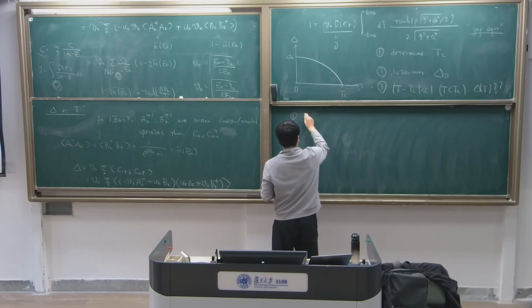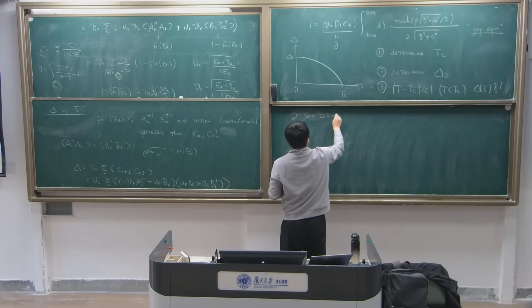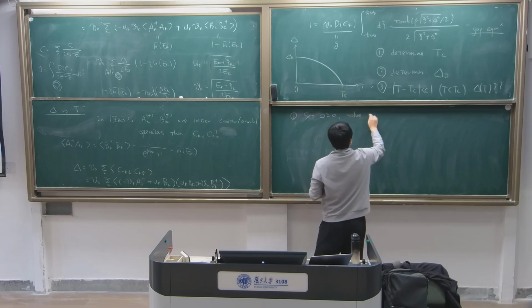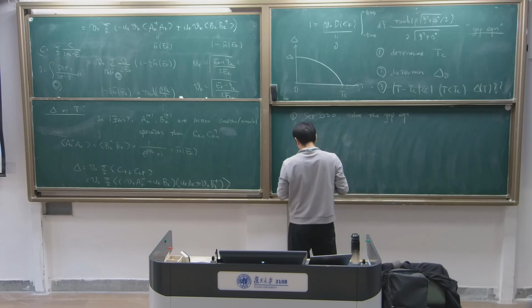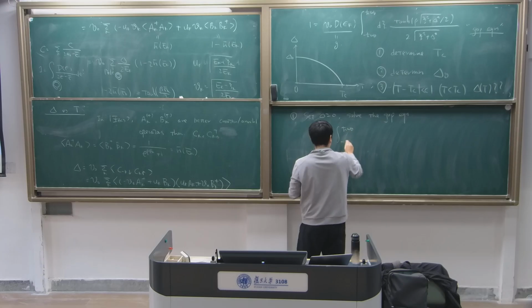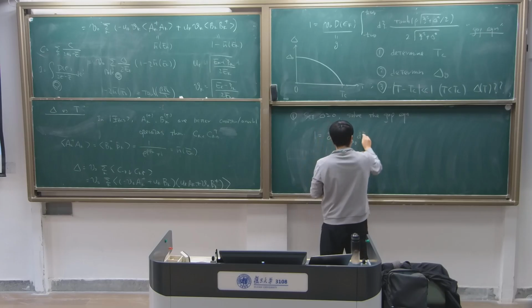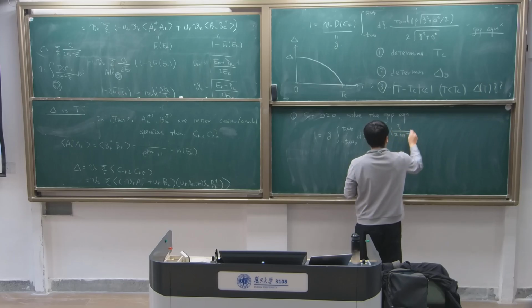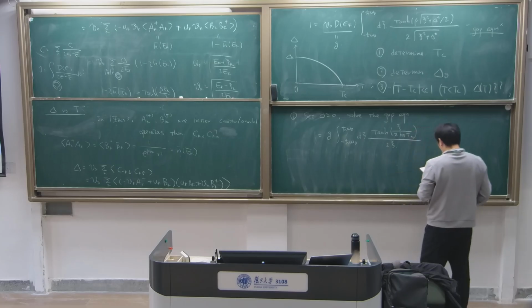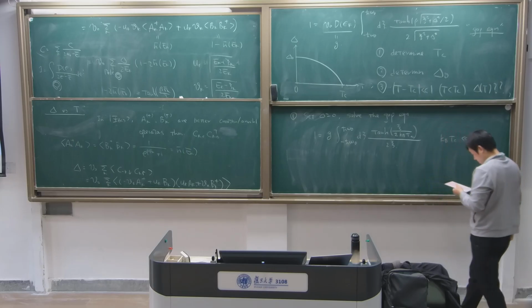Okay, so number one, to determine TC, we set delta equal to 0 and solve the gap equation. That's it. So that's the first thing. So this is equal to G, and then the integral of tanh of E over 2 kB TC, and then we assume that kB TC is much less than h bar omega D. So this is a function.